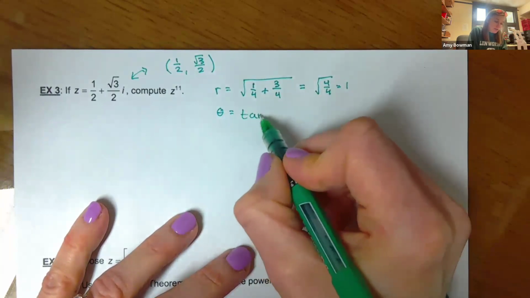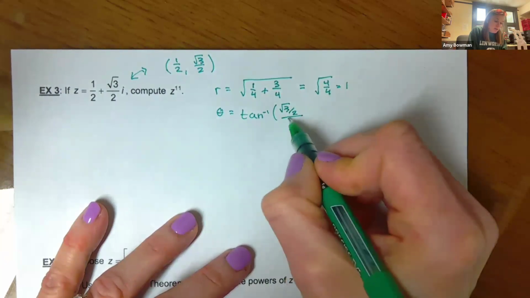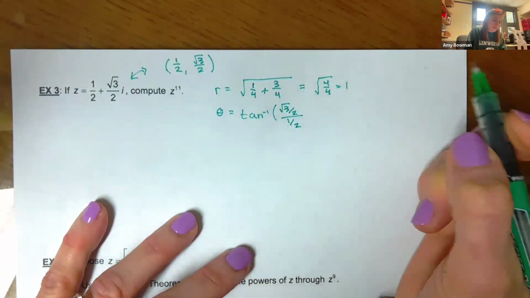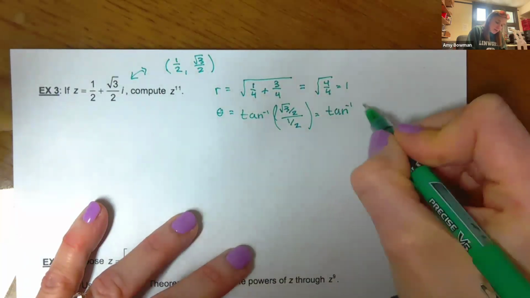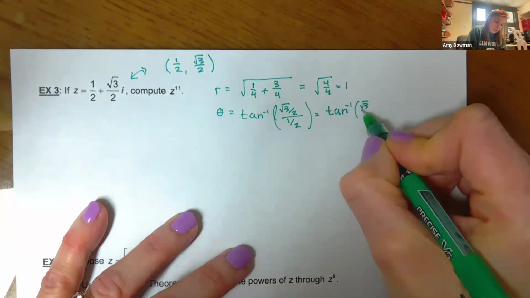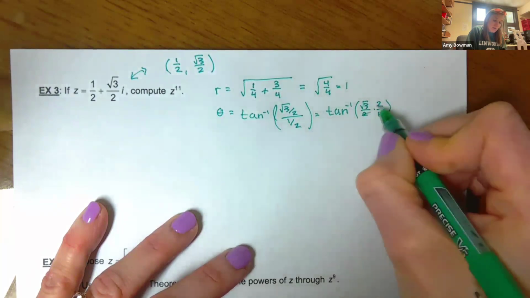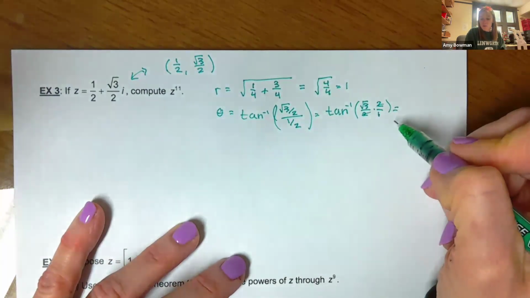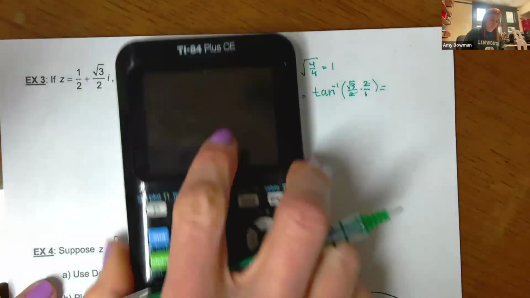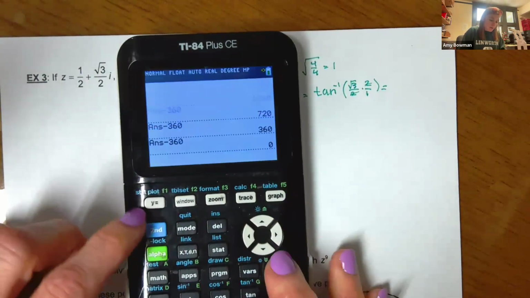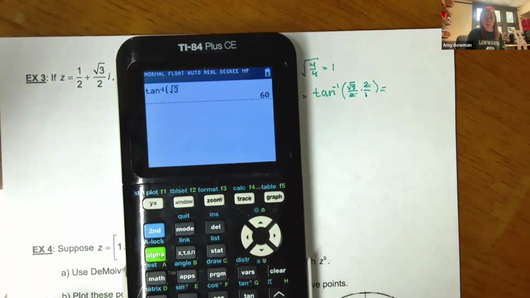inverse tangent of y over x. So √3/2 divided by 1/2. Ooh. So that would be the same as inverse tangent of √3/2 times 2/1. So really we just have inverse tangent of the square root of 3. Grab your calculator. And we get 60 degrees.